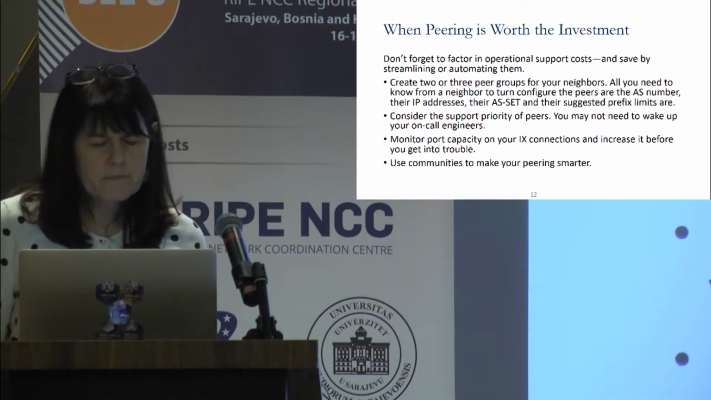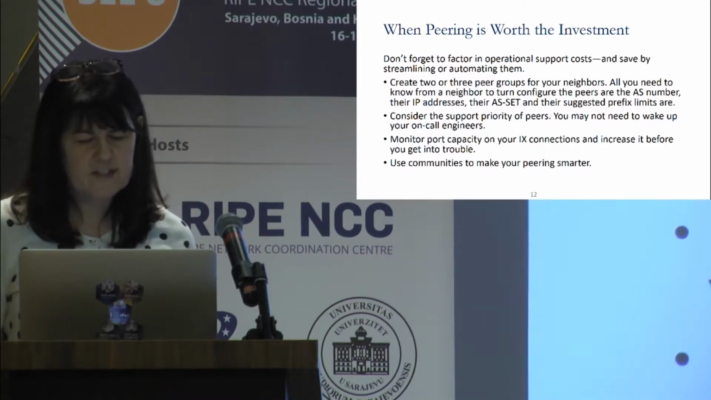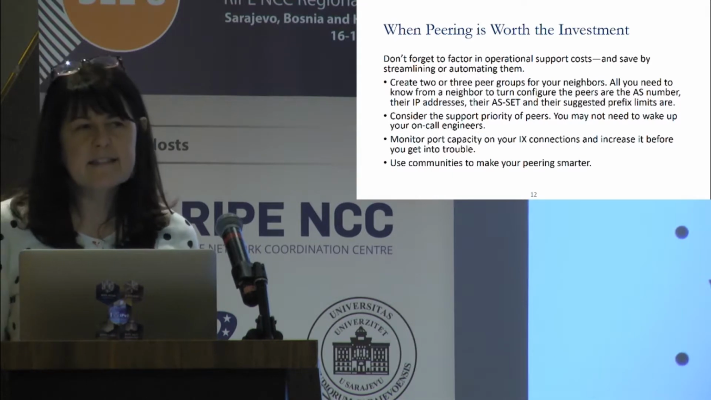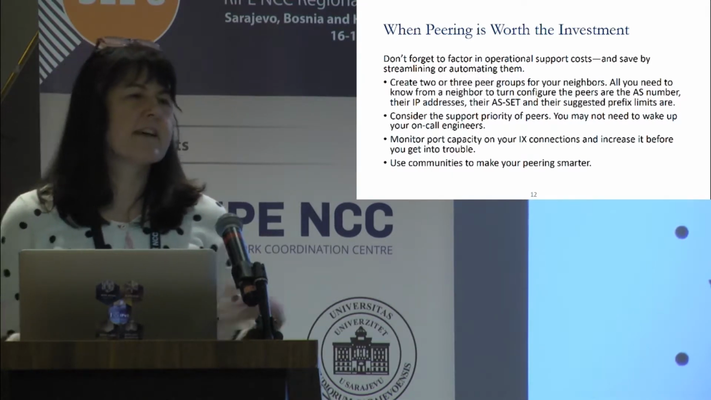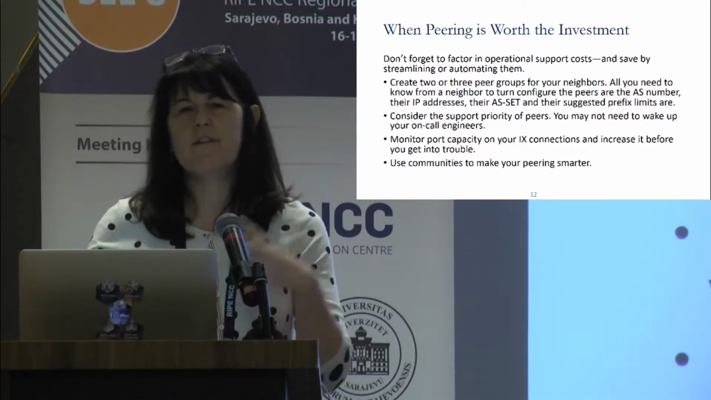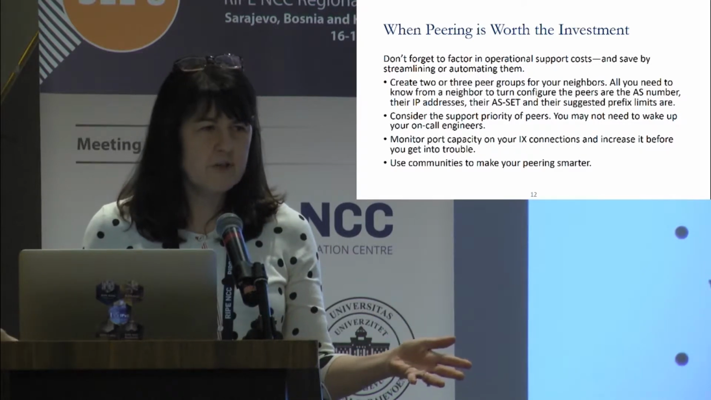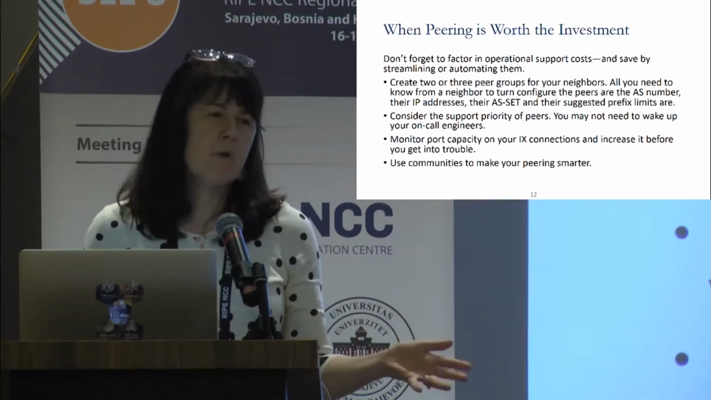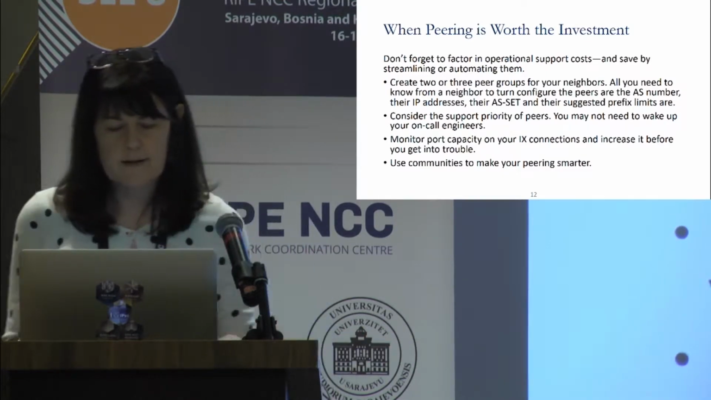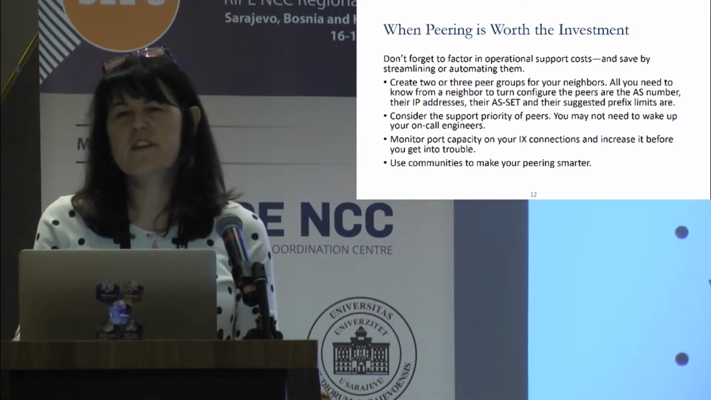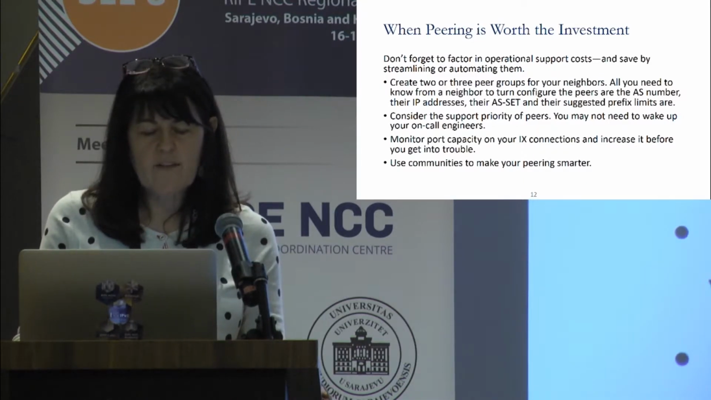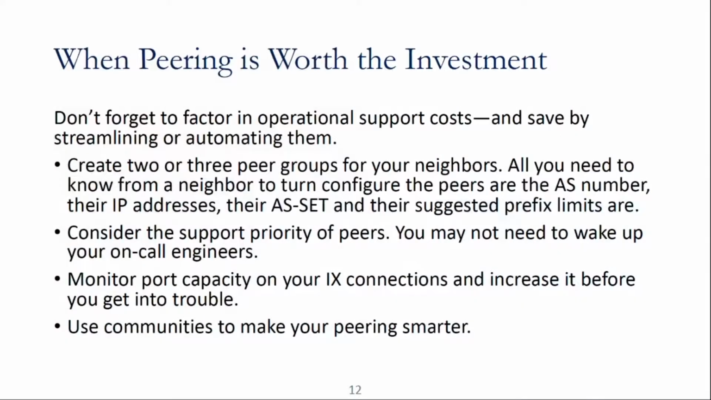So then you should monitor your port capacity on your IX connections and increase it before you get in trouble. Again, this is another common mistake. People think of the traffic as free, and they're not paying for it. Some people don't monitor it. They don't pay enough attention to it. The next thing you know, your port's saturated and you're in trouble. And that causes just as much problem on your network as if your ISP port gets saturated. And finally, I suggest using communities and local preferences to make your peering a little smarter, so that you can be a little bit more strategic with how you're announcing your routes and get a little bit more value because you're getting better performance off of that link.